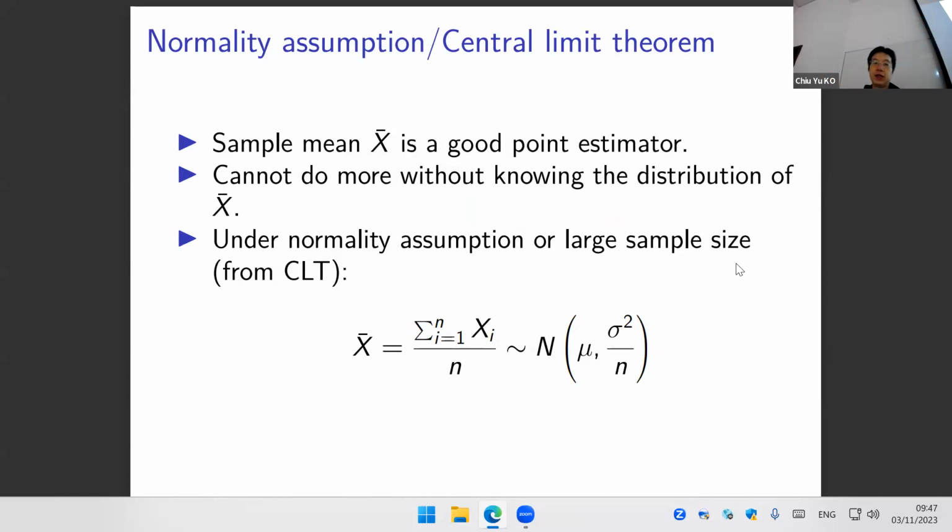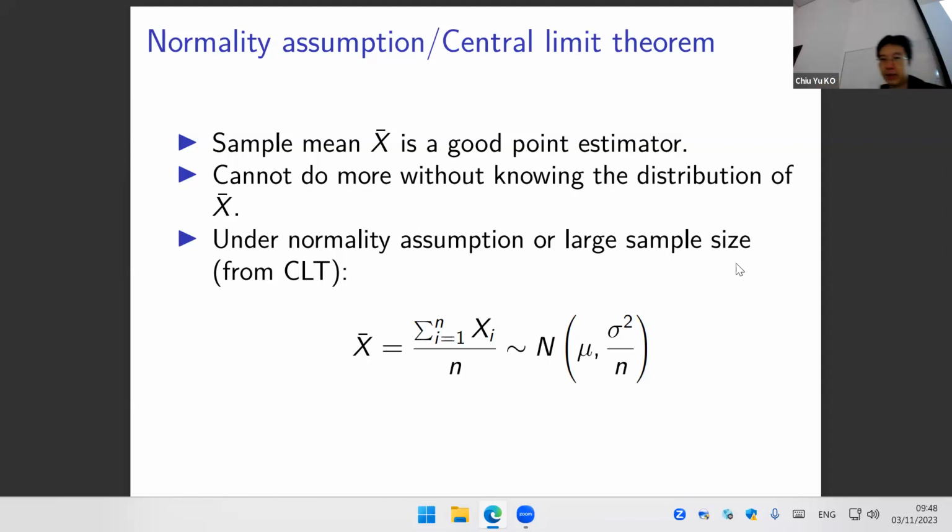We want to get a guess. We know the sample mean is a good estimator. We have argued it many times already. The question is, we are not satisfied with just one number. We want something better. We want to have an interval estimate. The idea of an interval estimate is that for X bar, I go up by M and down by M, an interval such that I have high probability to include mu.